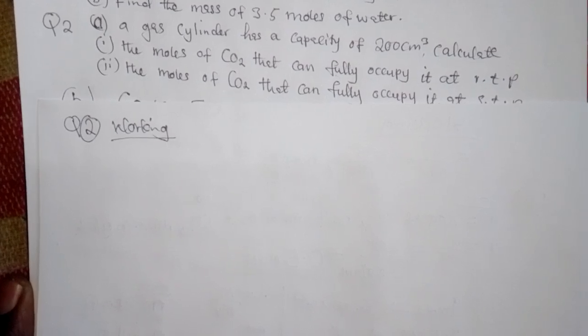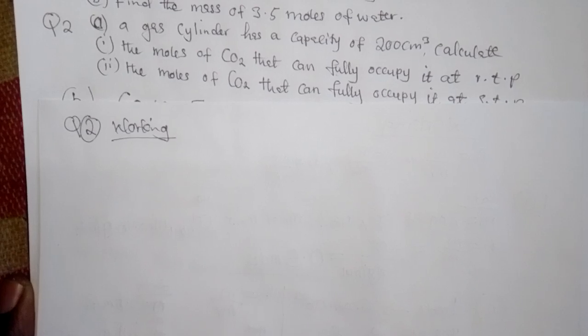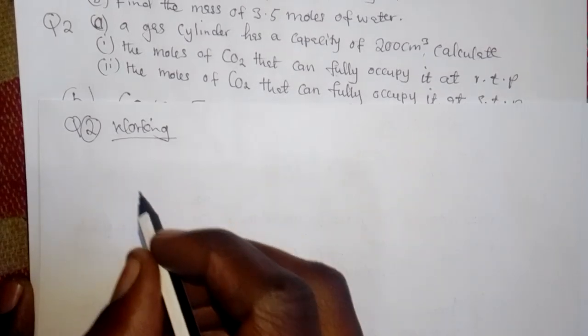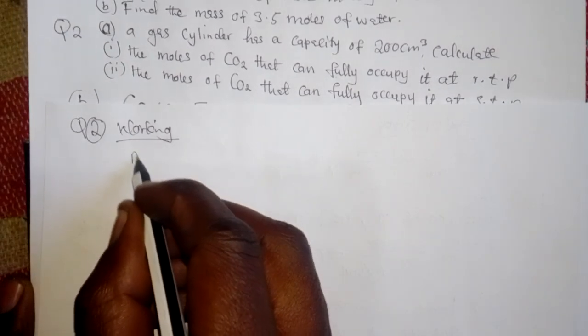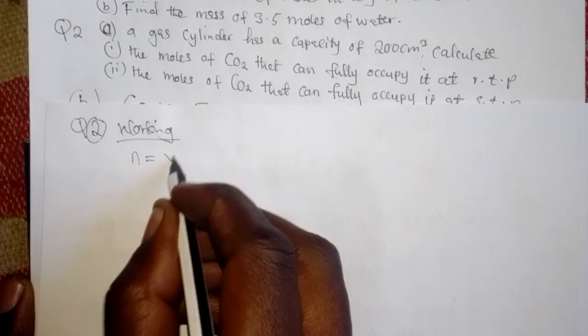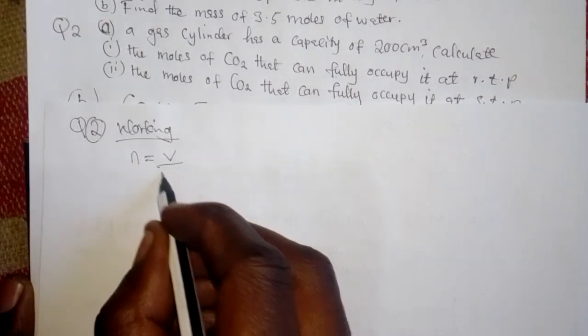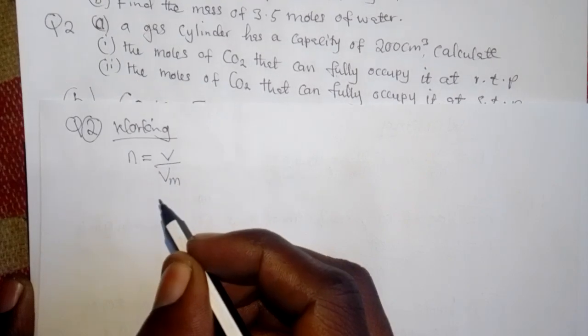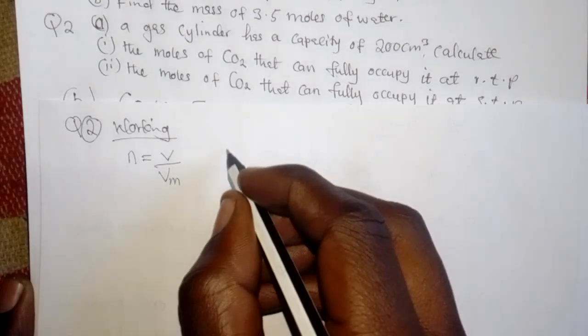The question says a gas cylinder has a capacity of 200 centimeter cubed. Calculate the number of moles of carbon dioxide that can fully occupy it at room temperature. Whenever you see the volume, the formula you need to know is that the number of moles is equal to volume over molar volume. So our data.